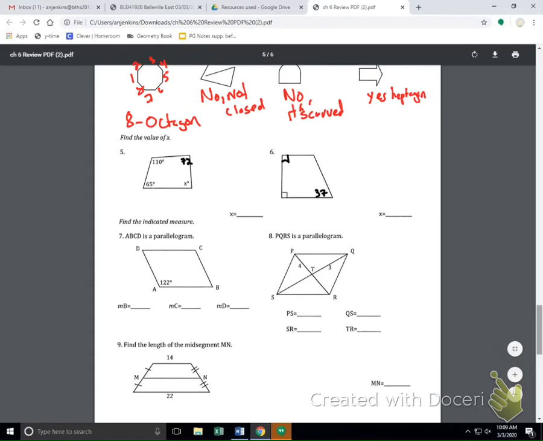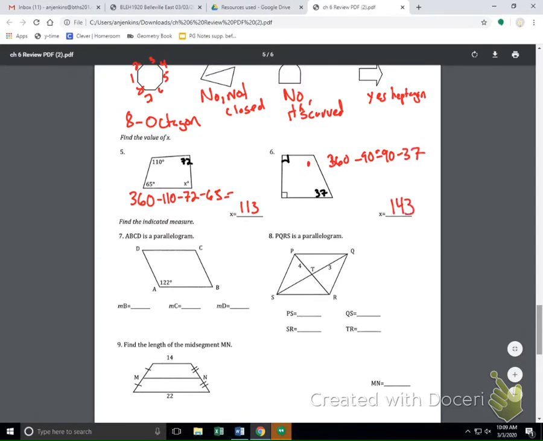So same as the last one. We have 360 minus 110 minus 72 minus 65, which is? You got 113, you said? 113. Okay, over here, we have to find this missing angle. So that's going to be 360 minus 90 minus 90 minus 37, which is?